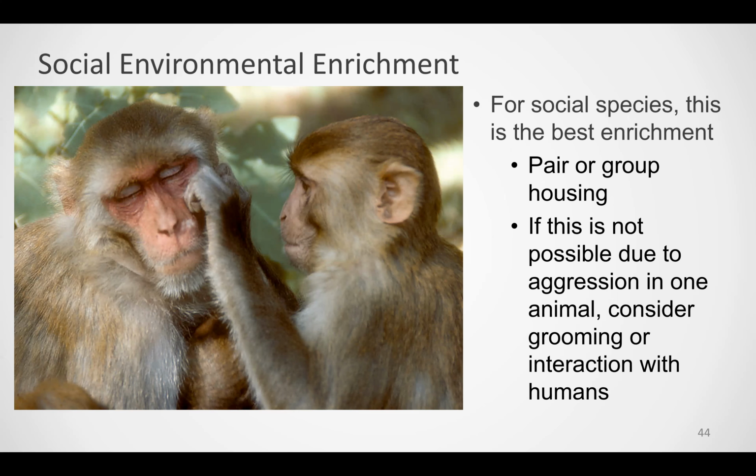Okay, as you can see here, this is a grooming setting for these two animals. Again, pair or group housing is the best thing you can do for a social animal. And if it's not possible, due to something like aggression in one animal, then consider grooming or interaction with humans. This has to be very carefully done and in a safe manner, because it will require the behaviorists and the veterinarian to be involved in what would be allowed by, say, the veterinary technician or the care staff.